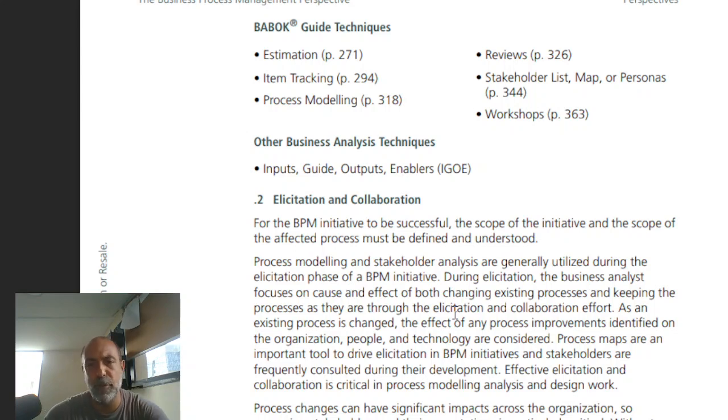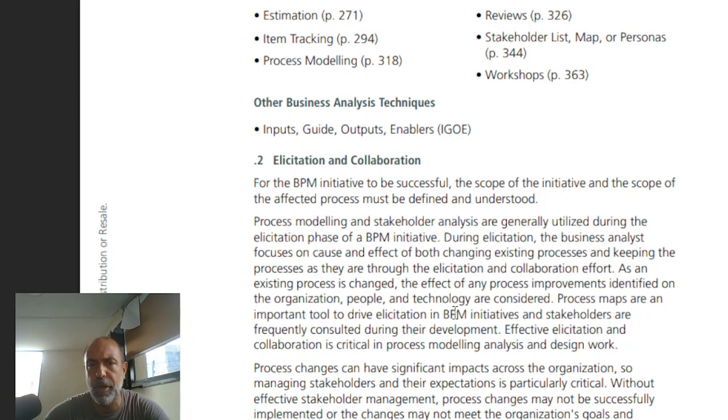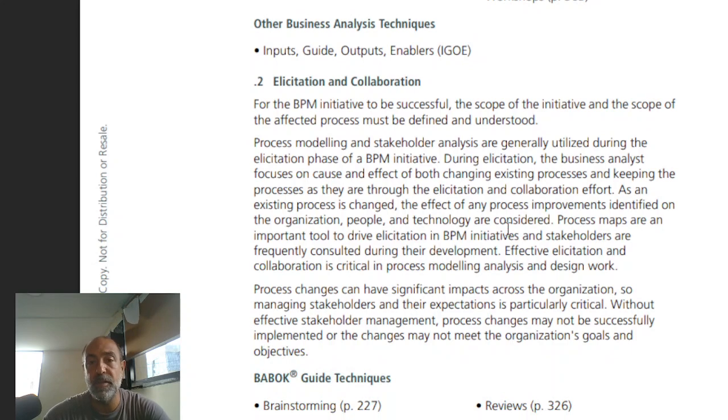Other techniques are inputs, guide, outputs, enablers, IGOE. And then you have elicitation and collaboration.